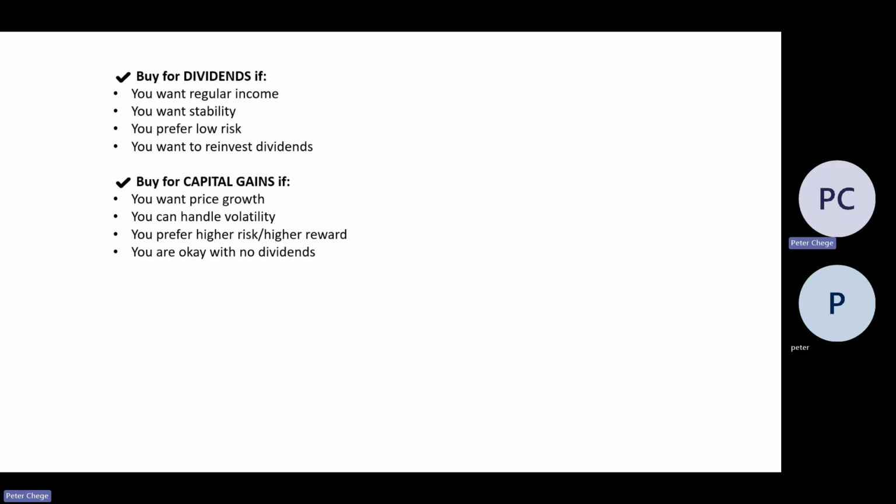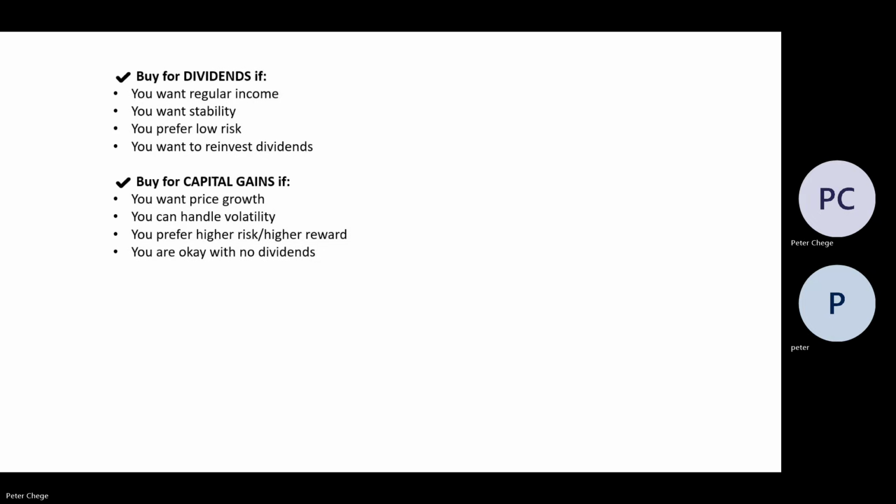So then, when to buy for dividend? If you want regular income without selling shares. So you have invested, you don't want to sell shares, but you're receiving stable income. Then when you want stability, you don't want to keep on chasing price movement, and you prefer low risk. You don't want to get into shares that you can easily lose when prices go down. Then you want to invest in dividend.